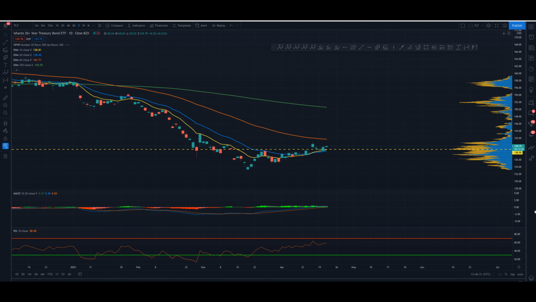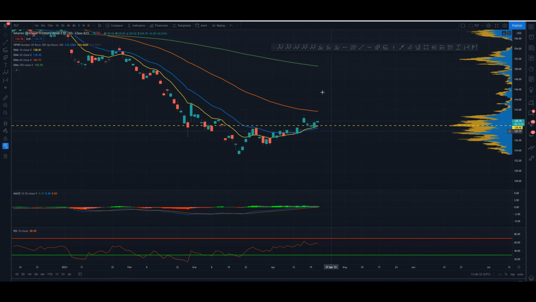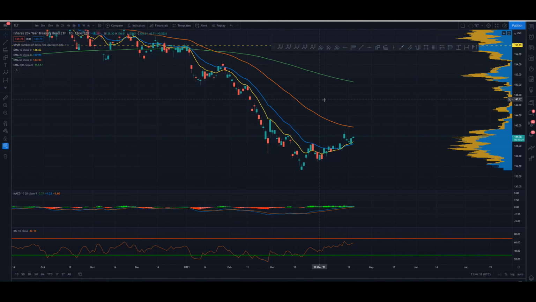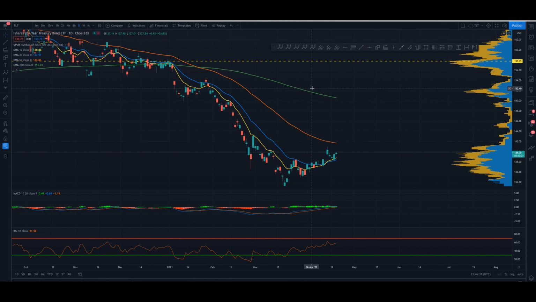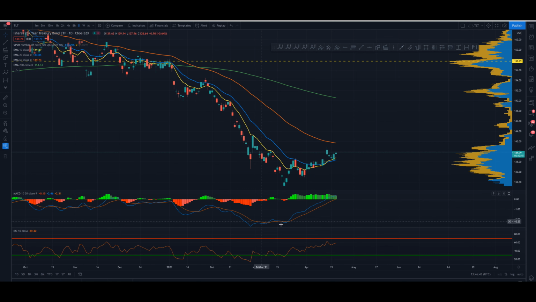Above the 10, above the 20, that's bullish. Price still below the 60 and the 250, that's bearish. All exponential moving averages through the 250 exponential on the daily time frame. That's bearish. Okay. Daytime frame momentum, we crossed over bullish.